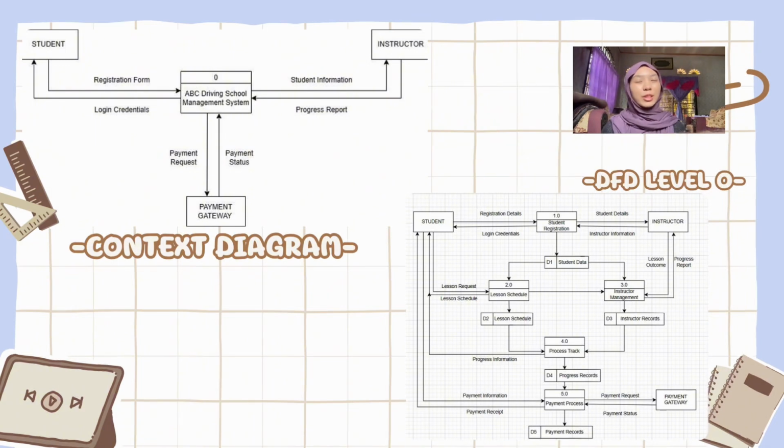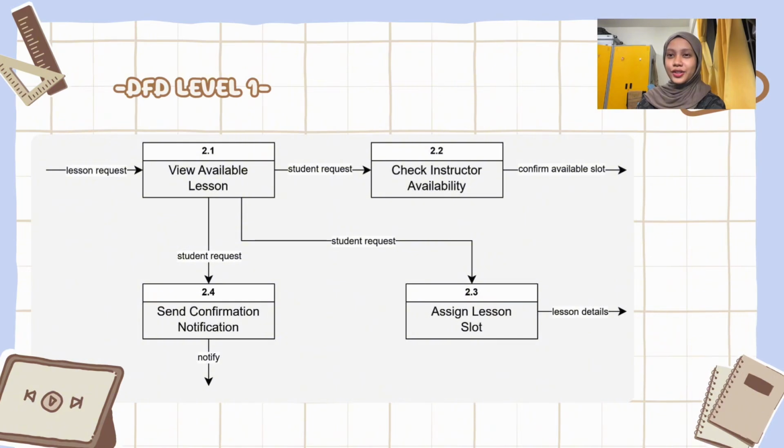Finally, the last process is payment process. The student submits the payment information and the system sends a payment request to the payment gateway. After the payment is verified, the payment gateway returns the payment status. Finally, the system generates a payment receipt for the student and stores the payment information in D5, which is payment record.